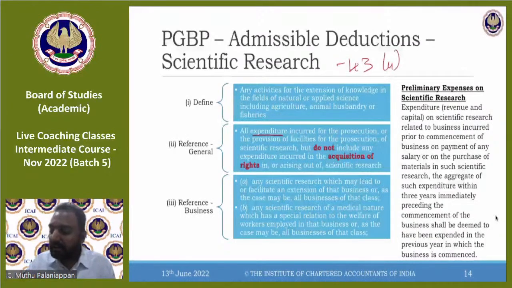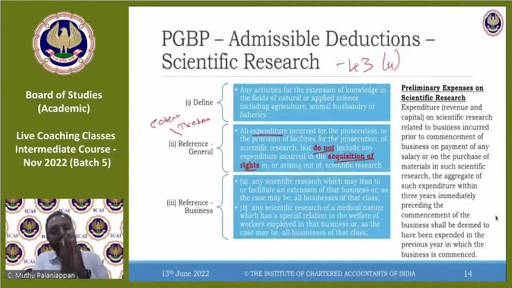But it does not include acquisition of rights in or arising out of scientific research. What do you mean by acquisition of right? It's something like a patent, a trademark. So what can you call as acquisition of right? You can preferably call it patent, trademark. All of this can be called acquisition of right. So there is already an existing research carried out.